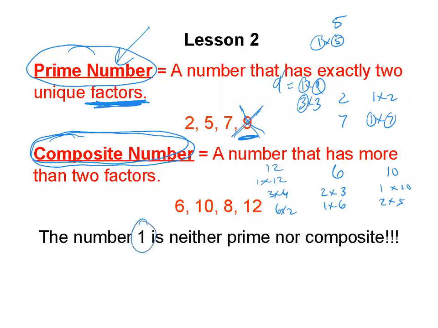The number 1 is neither prime nor composite. Here's why. The number 1 has only one factor, the number 1. And so it doesn't have 2 factors, so we can't call it prime. It has to have 2 factors to be prime. And it definitely doesn't have more than 2, so we can't call it composite. So 1 is its own little category, so watch out for that.